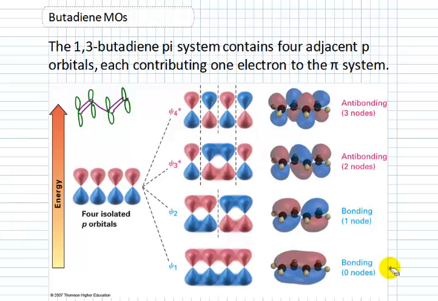So in butadiene, I have 2 bonding orbitals, I have 2 anti-bonding orbitals. This one is called bonding because there's more bonding than there is repelling. Okay? There are 2 bonding interactions and 1 repelling interaction. Here for anti-bonding, there are 2 repelling and 1 bonding. So if it's more repelling than overlapping, it's anti-bonding overall.